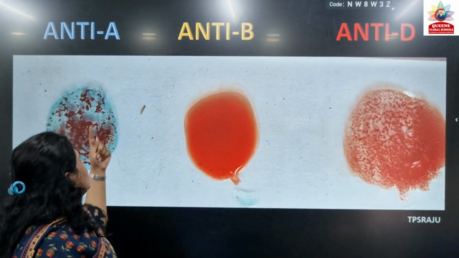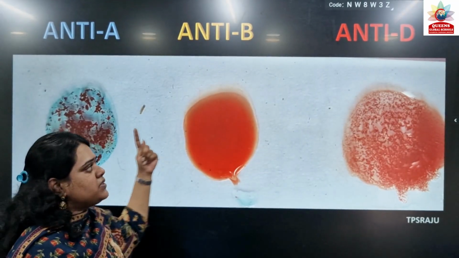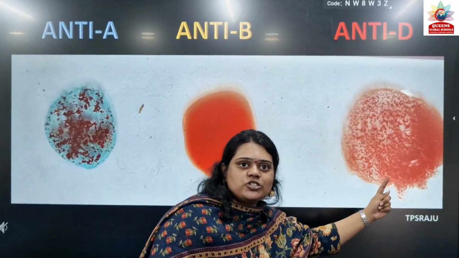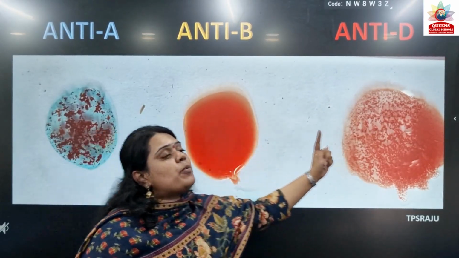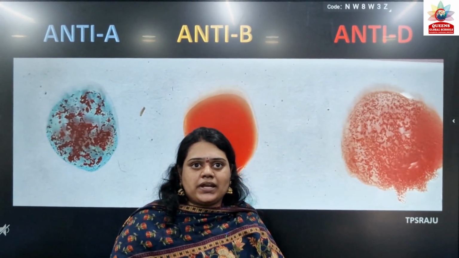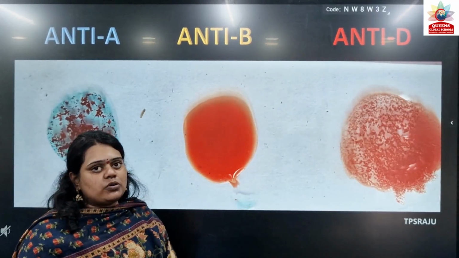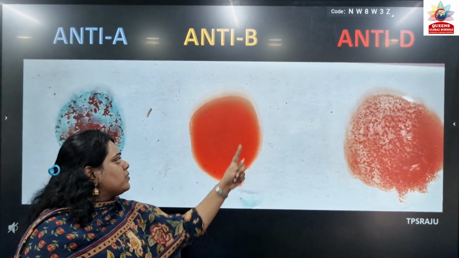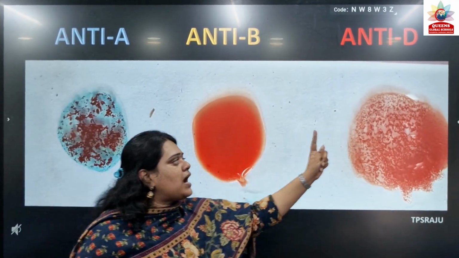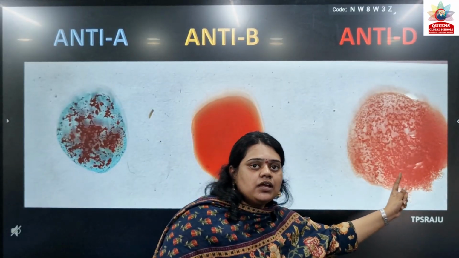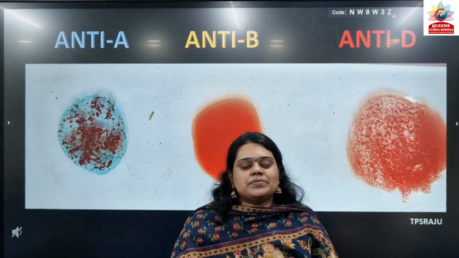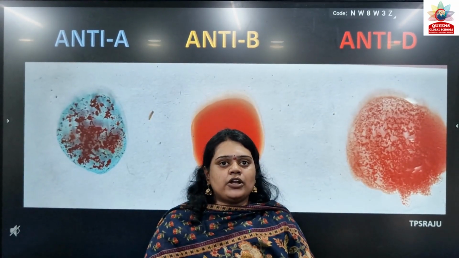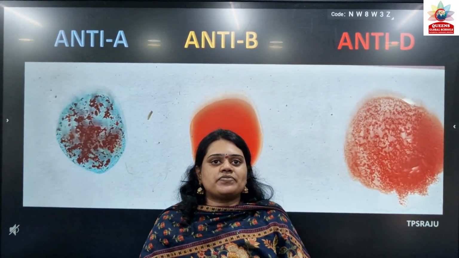So, when a blood in anti-A gets lumps and Rh solution also gets lumps, that means the person is having A positive blood. Similarly, with B also. If a person's blood lumps up in B and Rh solution also gets lumps, that means the person is having B positive blood. Similarly, we can find for AB and O also. This is how we find blood groups.